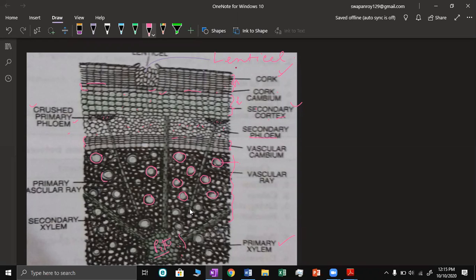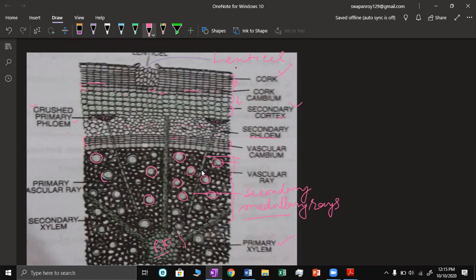These are made of parenchyma cells. They are arranged radially in the secondary xylem as well as in the secondary phloem. So these are called secondary medullary rays. This is secondary medullary rays. Okay, the secondary medullary rays.